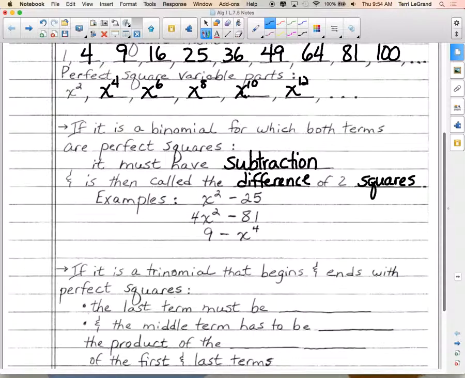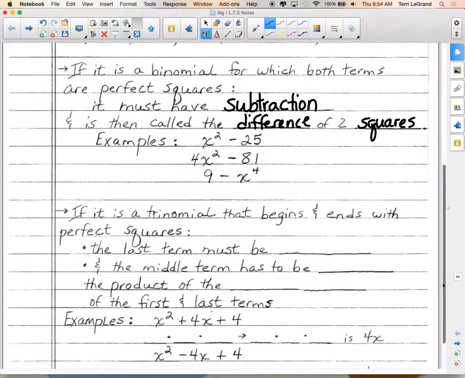Does it pass the test? Okay, because it's a binomial with subtraction. Is 4x squared a perfect square? Yeah. What's its square root then? 2x. Okay, and is 81 a perfect square? Yes, and its square root is 9.